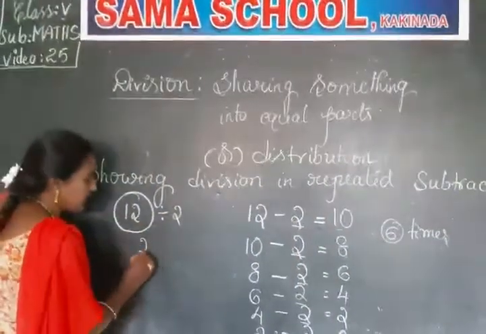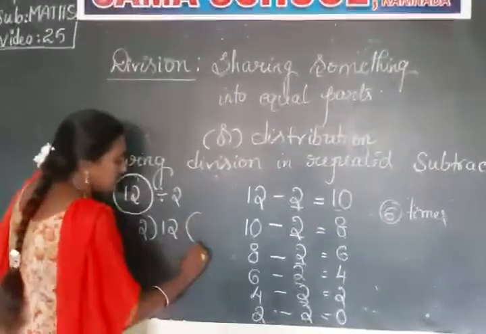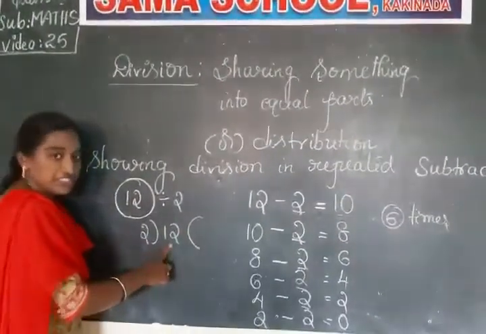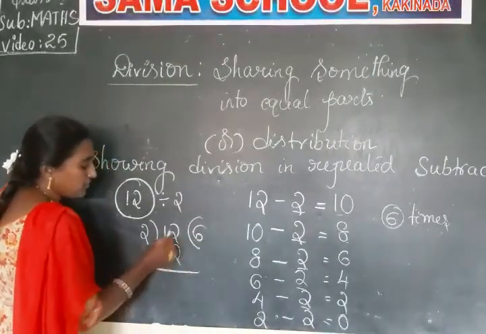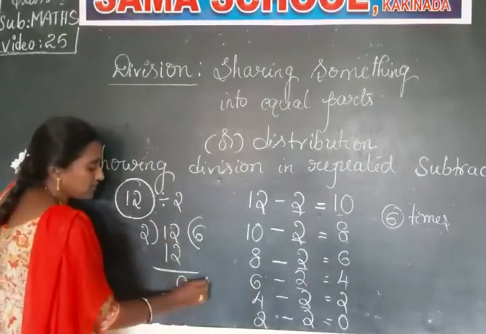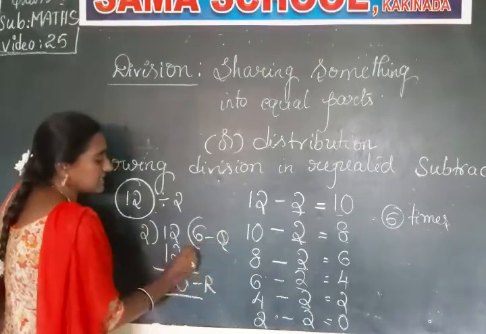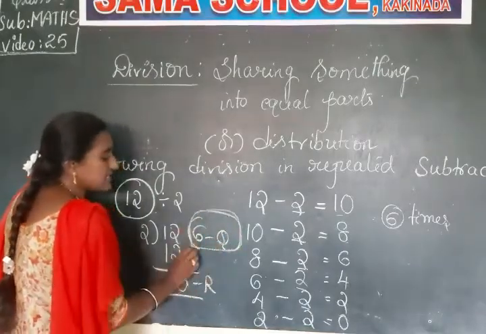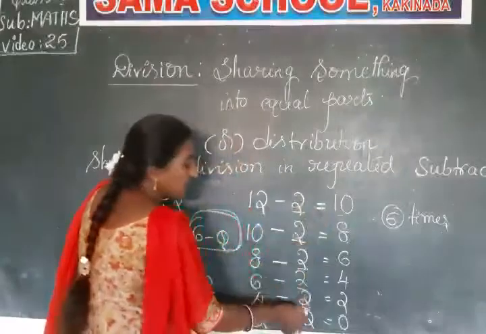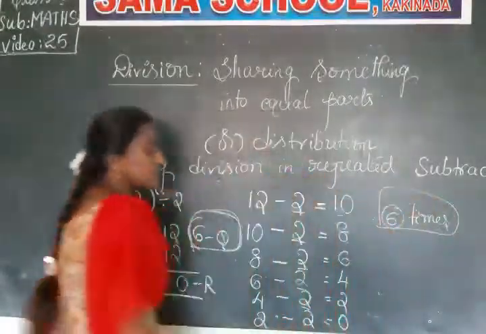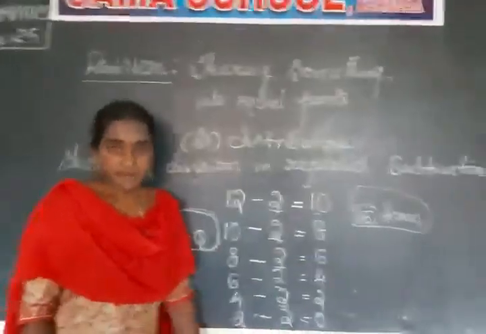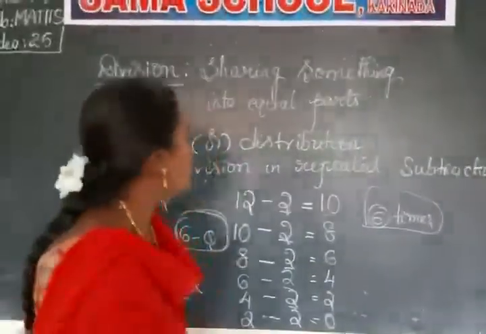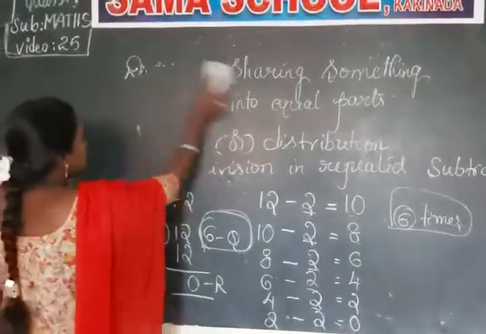This we can show in another way. That is the division method. In the 2 table, 12 is there. How many times? 2 table, 6 times 12 is there. 12 minus 12, 0. This is 0 remainder and the quotient is 6. See here the quotient is 6 and here 2 is subtracted 6 times. So by this we can say that division is nothing but repeated subtraction. Okay children? This is the concept we learned in the previous class.